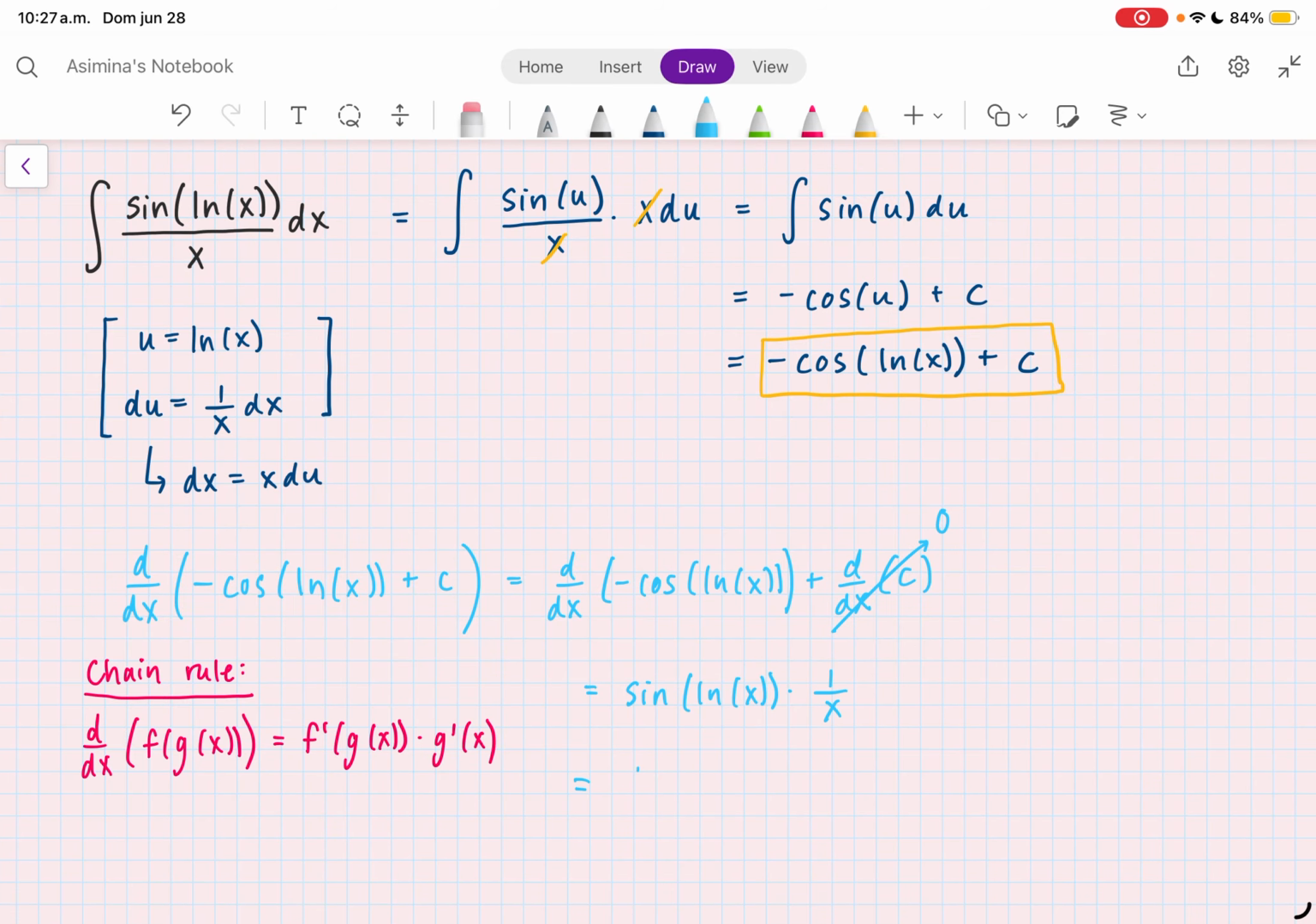So if we put this all together, we get sine of ln of x all over x, which is exactly what we got on the inside of the integral we started with. So negative cosine of ln of x plus c is the antiderivative of sine of ln of x all over x dx. This is a nice sanity check.